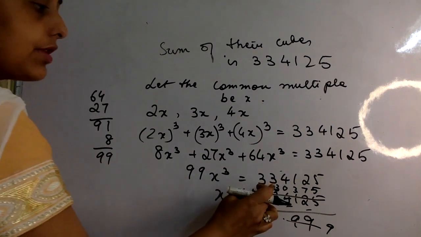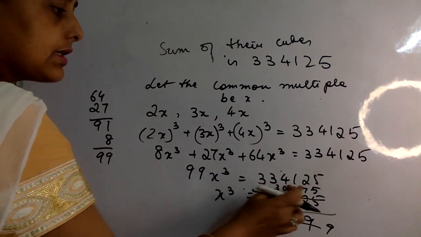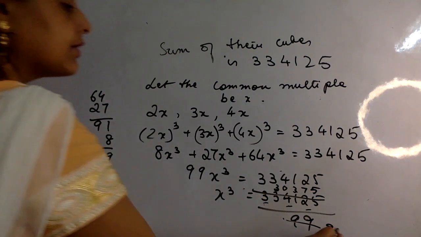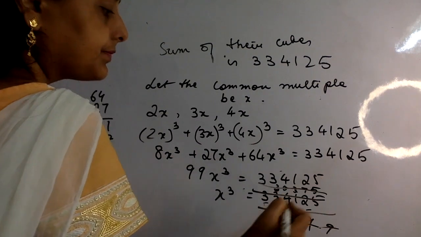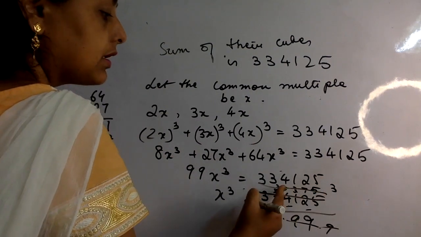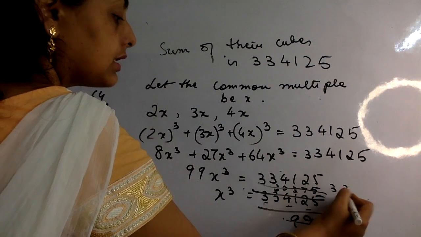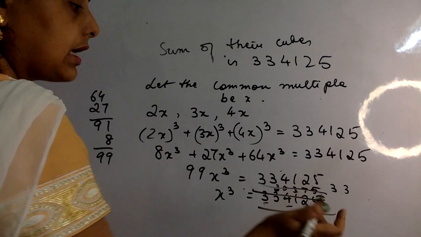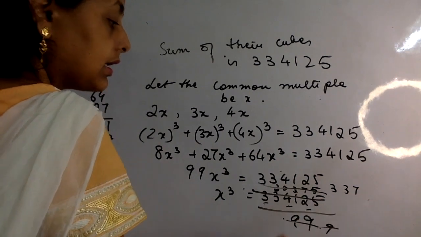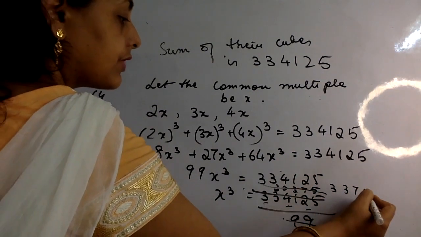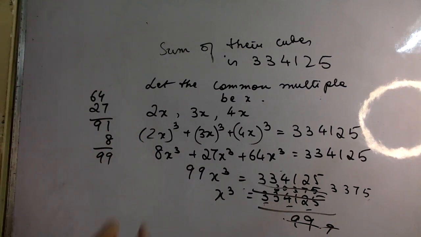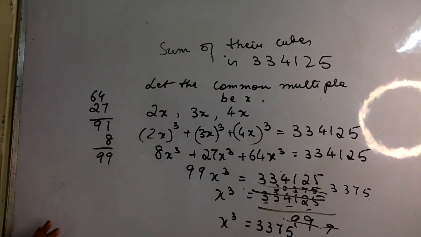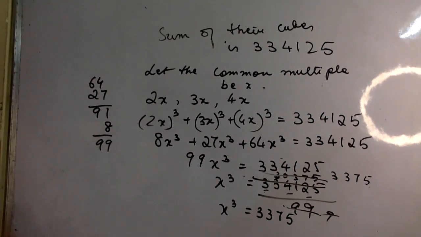Now I'm checking with 9. 3 plus 3 is 6, 6 plus 7 is 13, 13 plus 5 is 18. Yes, it definitely goes by 9. 9 3s are 27, 9 7s are 63, and 9 5s are 45. So 3375 is equal to x cube.